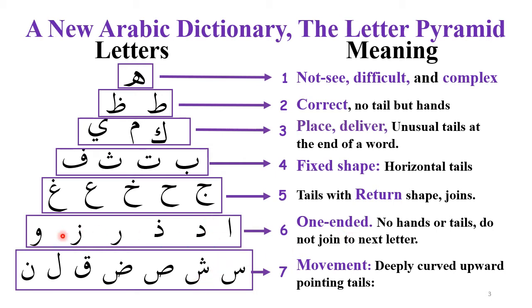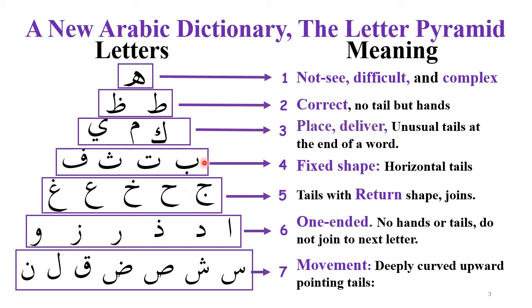And then 6 letters do not have any hands or tails and do not join to the letter next to them. These are called one-ended letters, such as in Rijlun or Rasun, where the leg or the head, which are one-ended, means one end is attached, the other end is free. So all 6 letters will have a one-ended meaning. And then you have this return shape, which is present in these 5 letters: Jim, Dal, Ha, Kha, Ain, and Ghain. They have this return shape, and it joins. And so all of these 5 will have an inherent meaning of return.